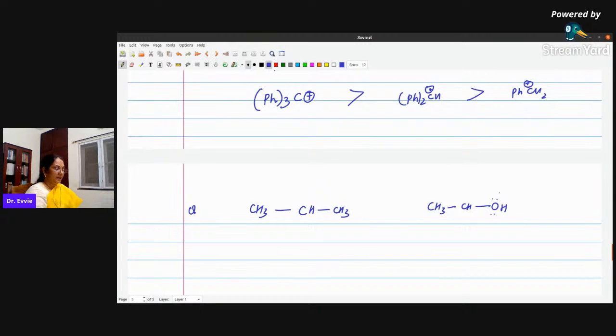Okay. So tell me which is more stable among these two. Which is the most stable carbocation? Can anyone think about it? A and B. Let me mark it as A and B. Think of the effects. I've given the priority order.